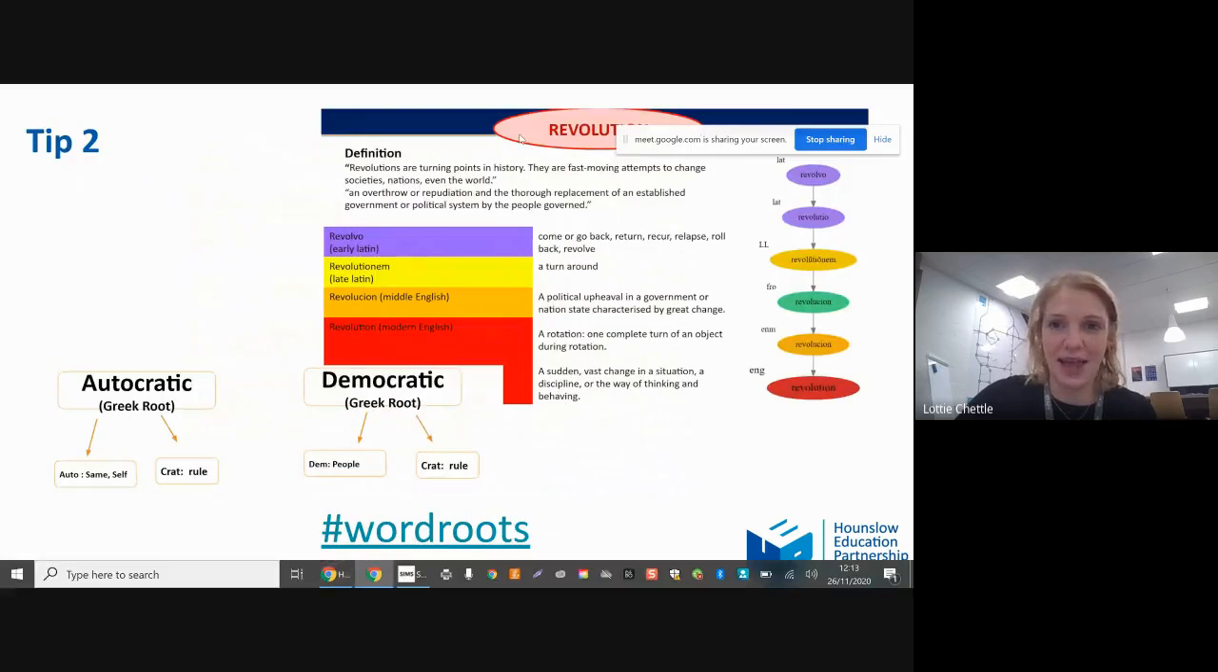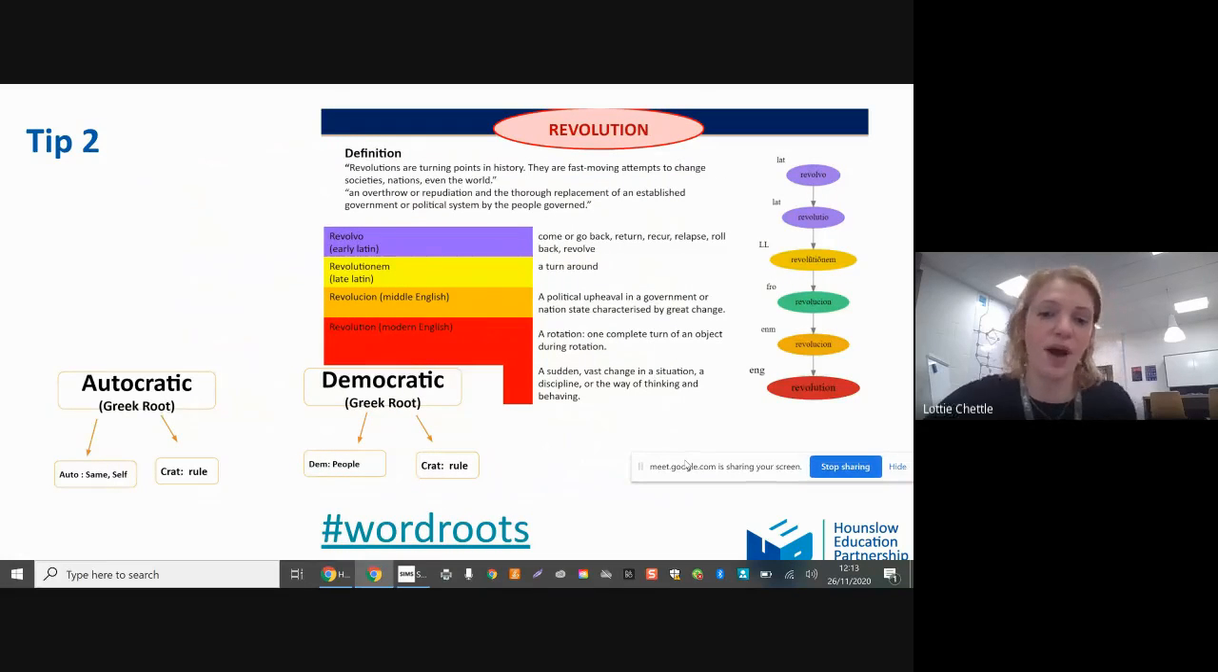Which leads me on to my tip 2, which is hashtag word roots. Now, whenever I've got a word such as autocratic and democratic, I will always try to teach the students the word root of it. So you can see there, obviously, this is just from a PowerPoint, I have looked at the Greek root of kratos, meaning rule, and then auto, self, demos, people. This can be really powerful because it can really build schema and connections in the student's head. If they start to know what kratos means, anytime they see the word, they can make a really good educated guess about what that word could be.